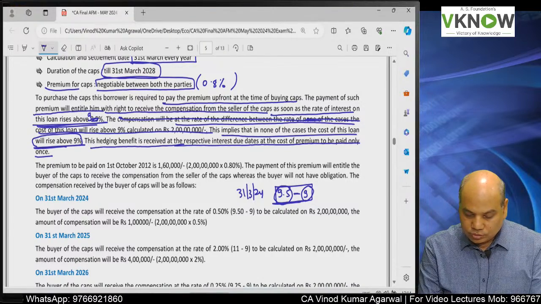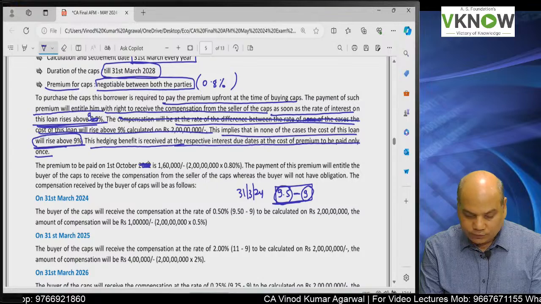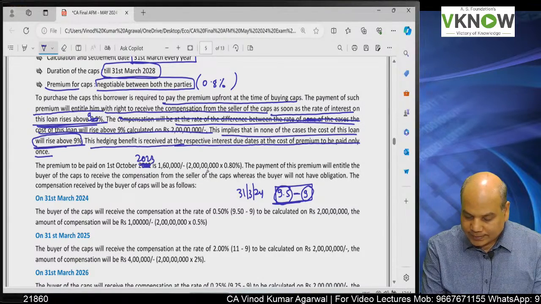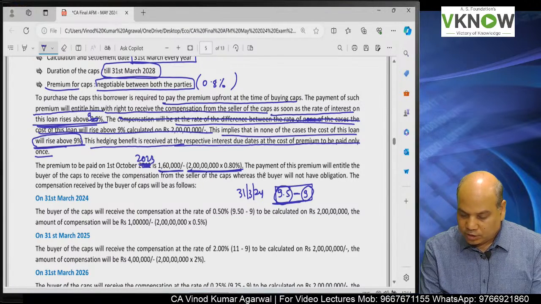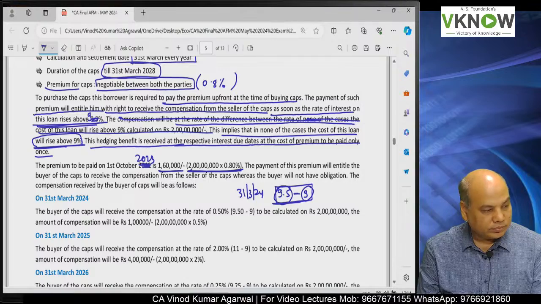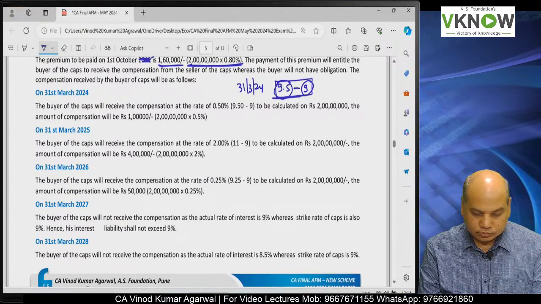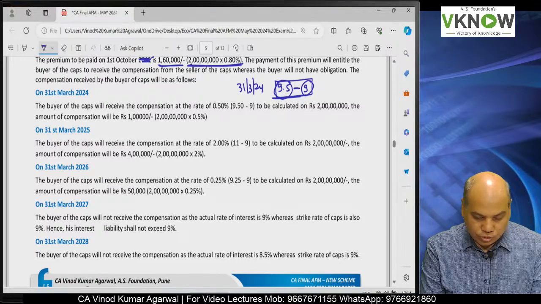Now I'll come to the premium to be paid on 1st October 2023, which will be 2 crore into 0.8%, 1,60,000. Payment will be made at the beginning. Now we'll come to the next point.